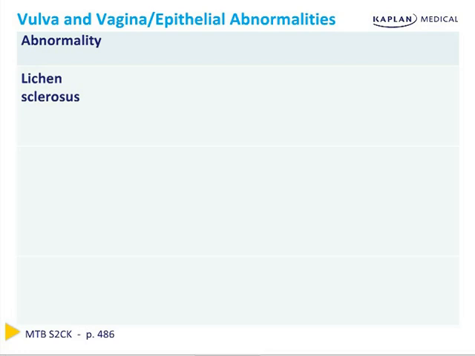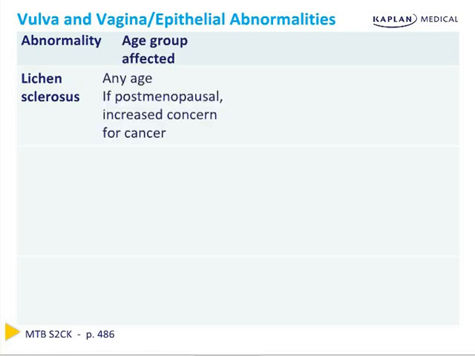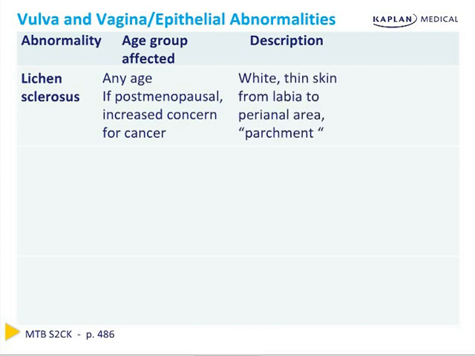The first is lichen sclerosis, which can affect women of any age group, but we focus in on postmenopausal women as there's an increased concern for cancer and this needs to be ruled out. It typically presents with white, thin skin from the labia to the perianal area. It has been termed cigarette paper or parchment paper skin due to how thin it is. The etiology is unknown, however, it responds to steroids and suggests an inflammatory process.